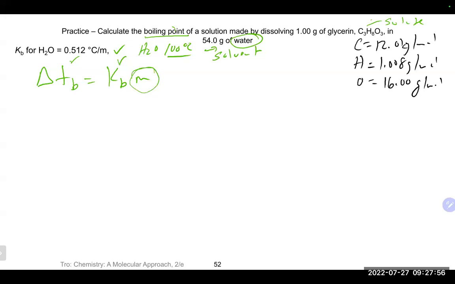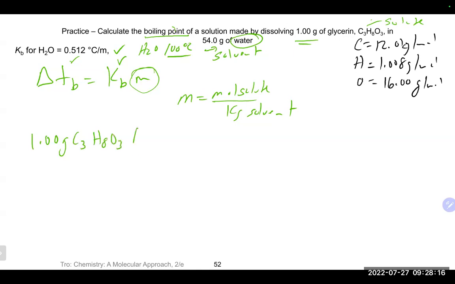We do not have the molality given to us, so we do need to calculate that. The molality here, again, is the moles of our solute per kilogram of solvent. So since this is our solute, we would need to convert that into moles to calculate that. So that'll be 1 gram of C3H8O3. Doing the molar mass from the periodic table, looks like it is 92.09 grams per mole when you do that. And that will give us, looks like, 0.01086 moles.